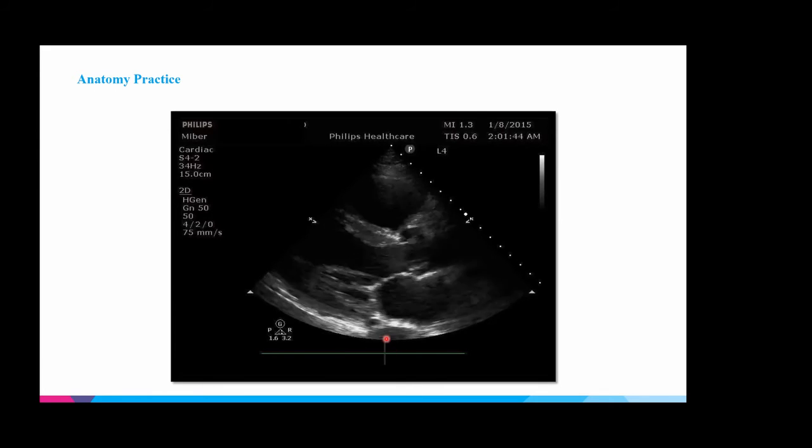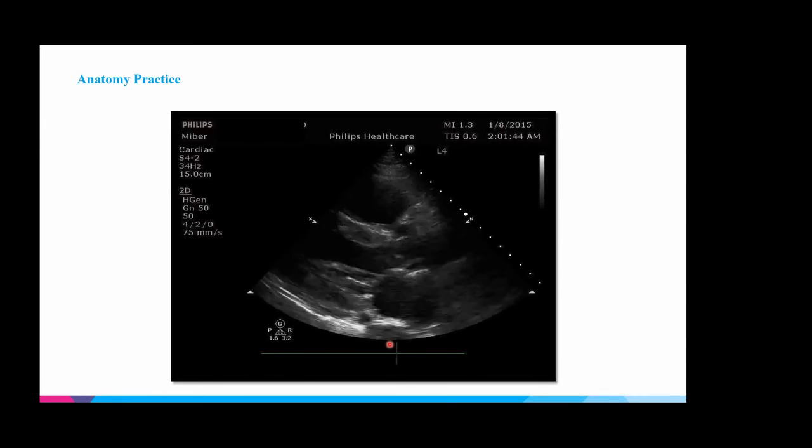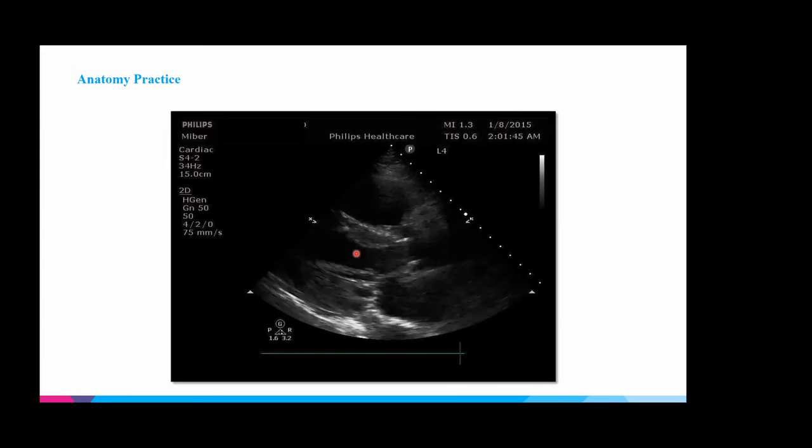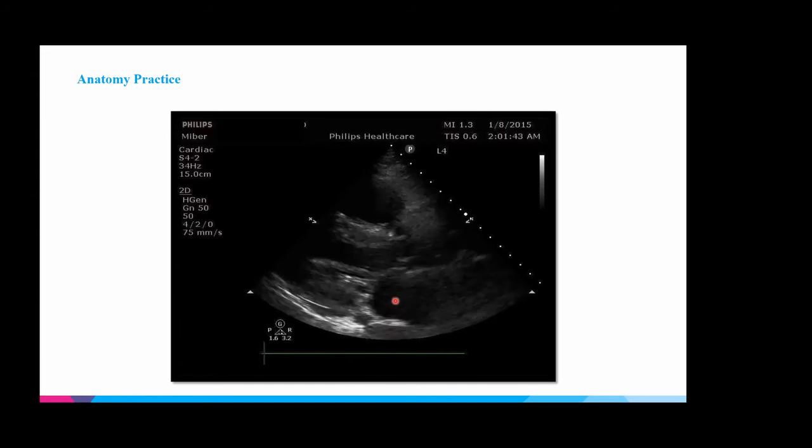Ideally we would want the depth to be slightly bigger. And for your view of the parasternal long, I generally like to think of the image in thirds. So I want basically a third of your depth to be the RVOT, a third to be your LVOT, and then a third to be your mitral valve and LA.